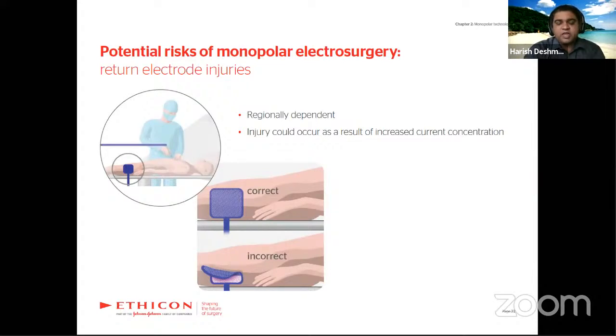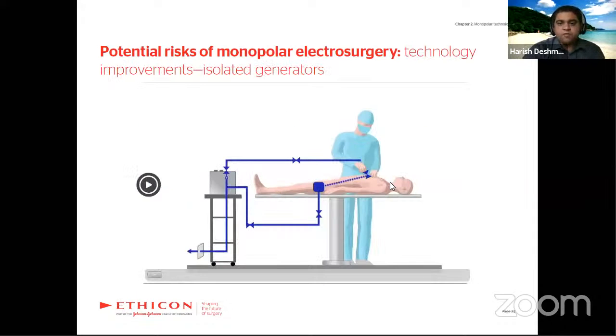There is one more thing which increases the chances of a return pad electrode burn. Suppose the pad is placed on the buttock, but we are operating on the thyroid. So the distance travelled by the current flow will be from the neck to the buttock, which is a big distance. During this travel, current can flow through any part of the body. So it is advisable that the pad should be as close to the surgical site as it can be.